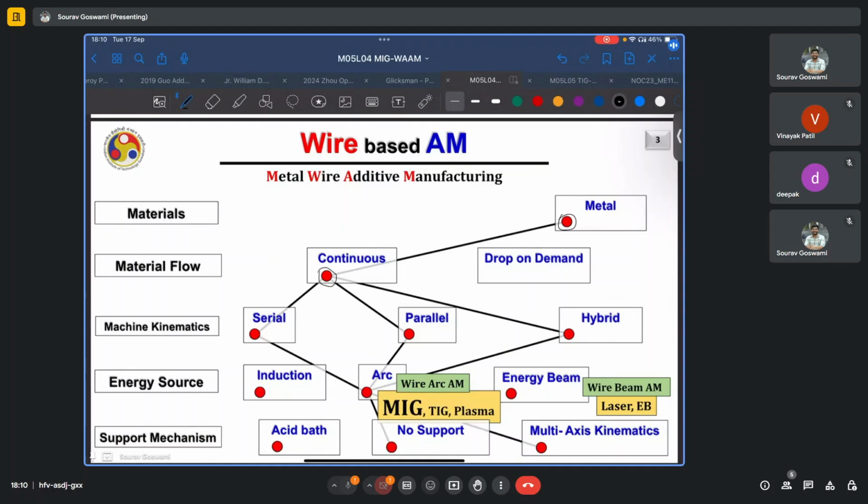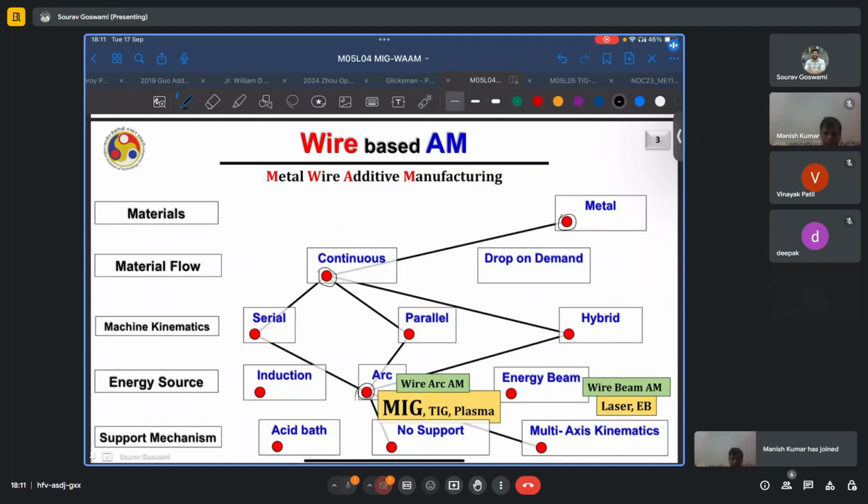The machine kinematics in this case may either be purely serial, purely parallel, or a combination of the two. Typically, we encounter serial kinematics in most of the established or existing machines, but parallel and hybrid kinematics are also coming up. The energy source that was focused on in this past week was mostly arc. We'll also be looking at energy beam processes in the subsequent week, typically electron beam and laser beam type processes.